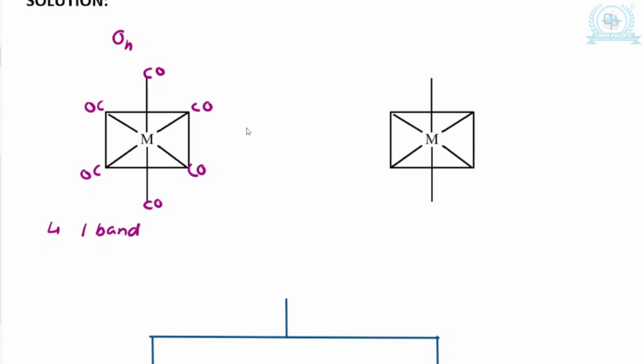But if you substitute any one of the CO ligands with a different ligand, then in this geometry you can find two different types of carbonyls: the equatorial ones and the axial one. So you will conclude that there will be two bands. In that case, I'm sorry to tell you, the answer is incorrect.